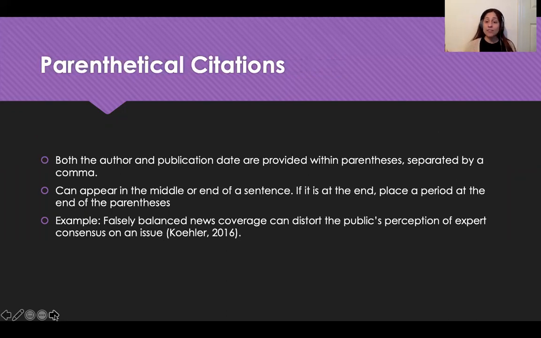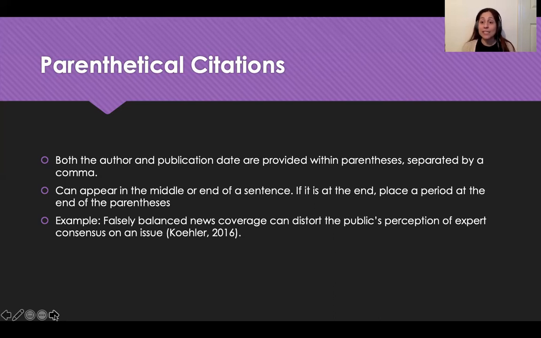There are a couple of different kinds. We'll start with parenthetical. With a parenthetical citation, both the author and publication date are provided within parentheses and separated by a comma. You can see at the bottom in my example, we have Kohler, comma, 2016, and those two things are within the parentheses. The parenthetical citations can appear in the middle or at the end of the sentence. You wouldn't put a parenthetical citation at the beginning of a sentence because that just wouldn't make any sense, okay?